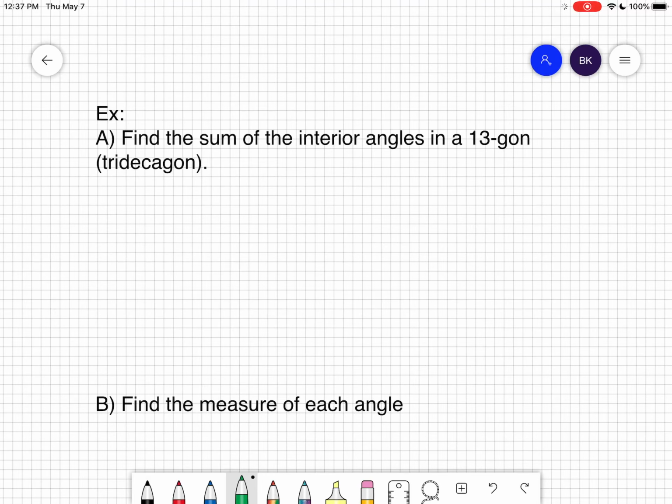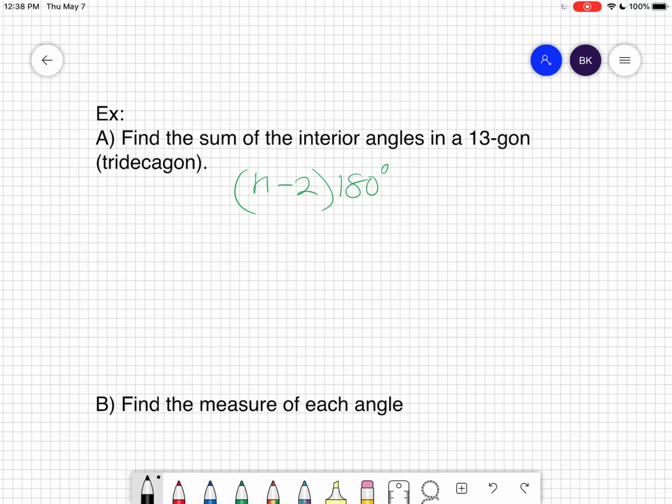Okay, so we will just have one example really quickly. I'm going to ask you first to find the sum of all interior angles in a tridecagon, which is a polygon with 13 sides. And then I will show you how to find the measure of each angle. So as we know, the formula says number of sides minus 2 times 180 degrees will help us find the sum of all interior angles in a regular polygon.